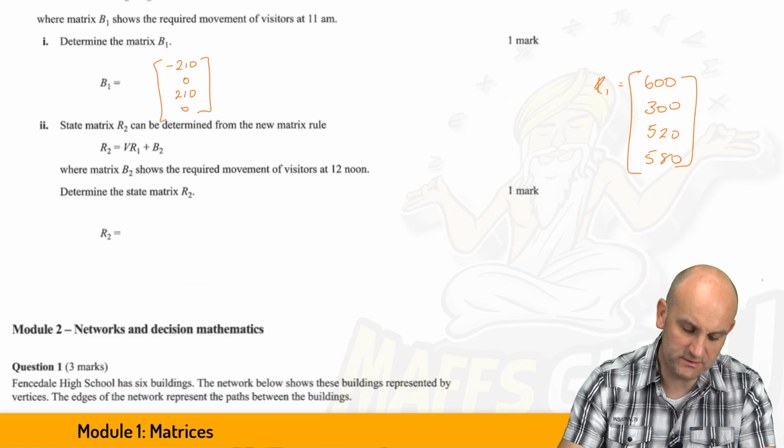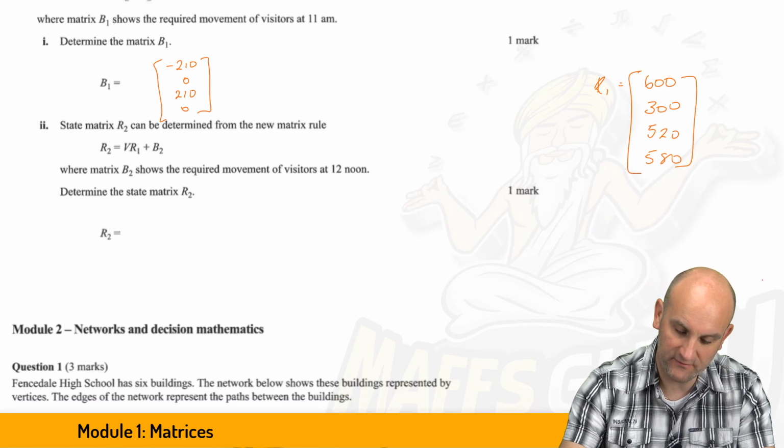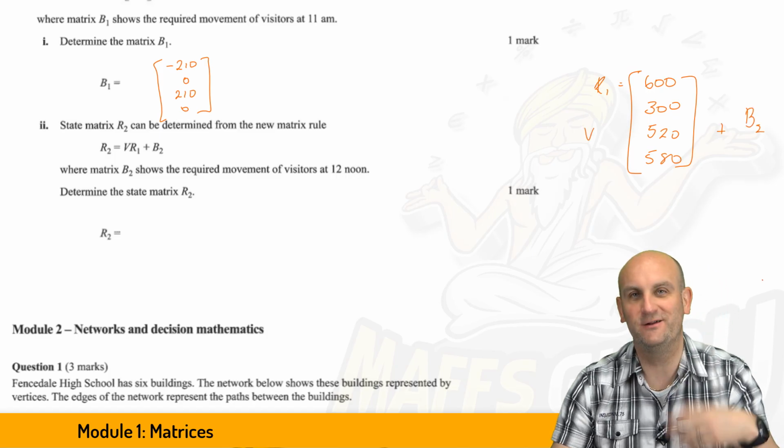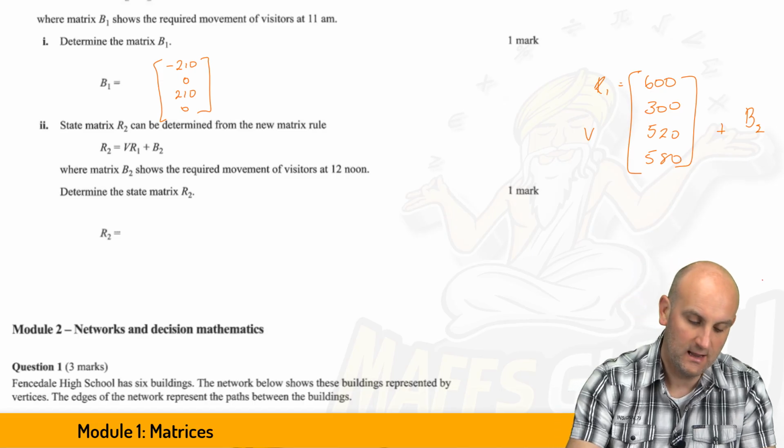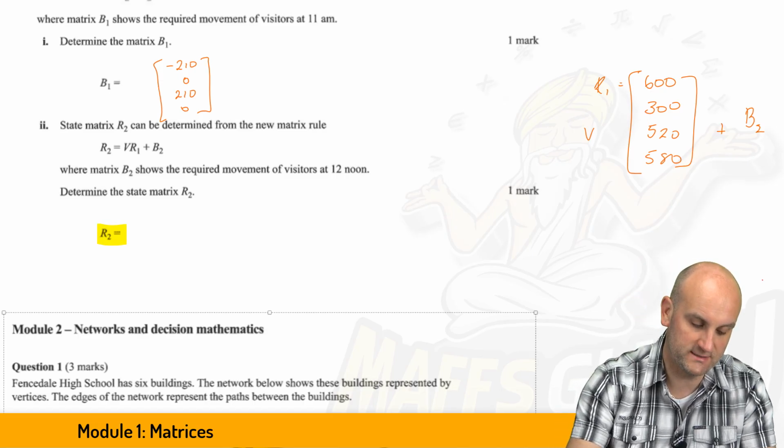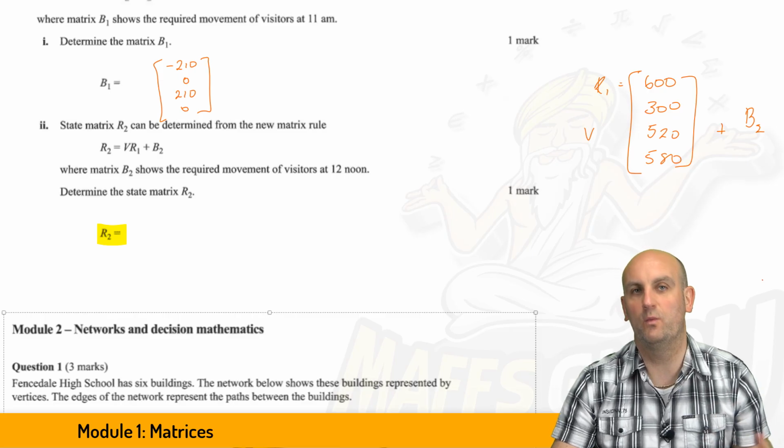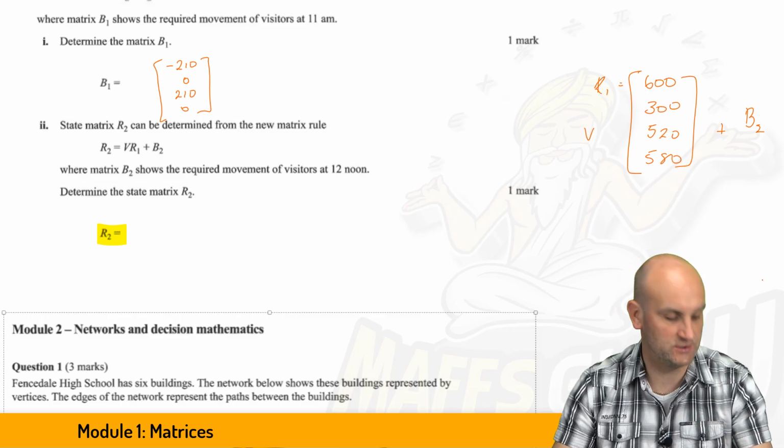So what I'm going to do is multiply that by V, and then I'm going to add some sort of B2. Now in this situation, they're not interested in this value of B2. We don't want to get tricked. They're actually interested in the final result. And that's realistically saying, well, what's going to happen after we redistribute these people?